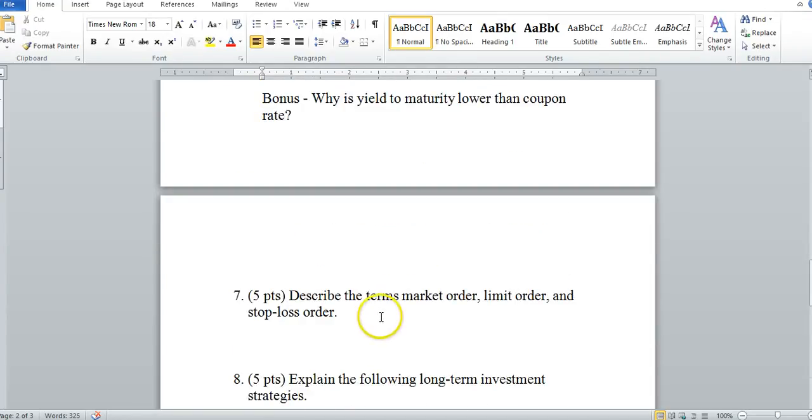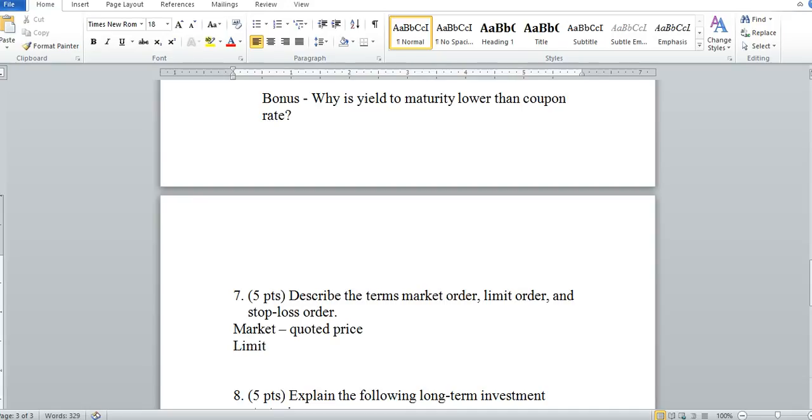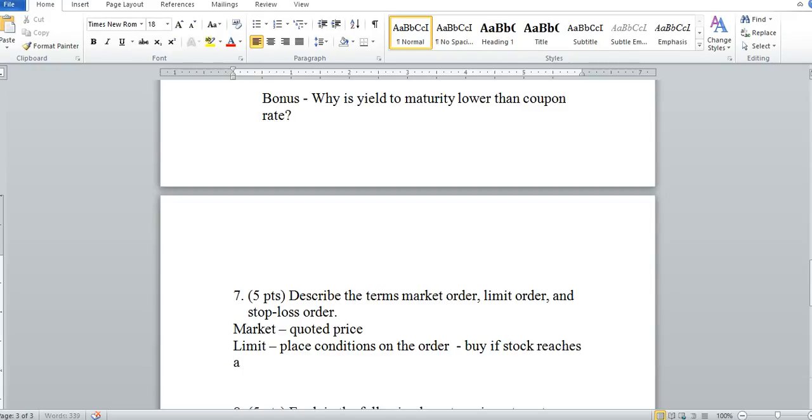I asked you to describe a market order. Again, a market order is where we're going to just buy it at the current price, whatever the quoted price is. A limit order is when we're going to place conditions. So I'm going to buy if the stock hits or reaches a defined dollar amount.